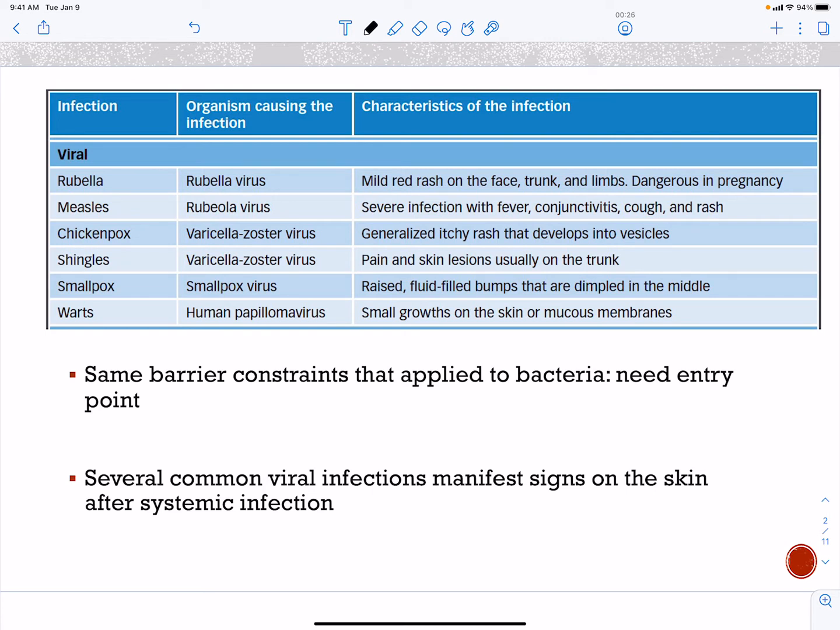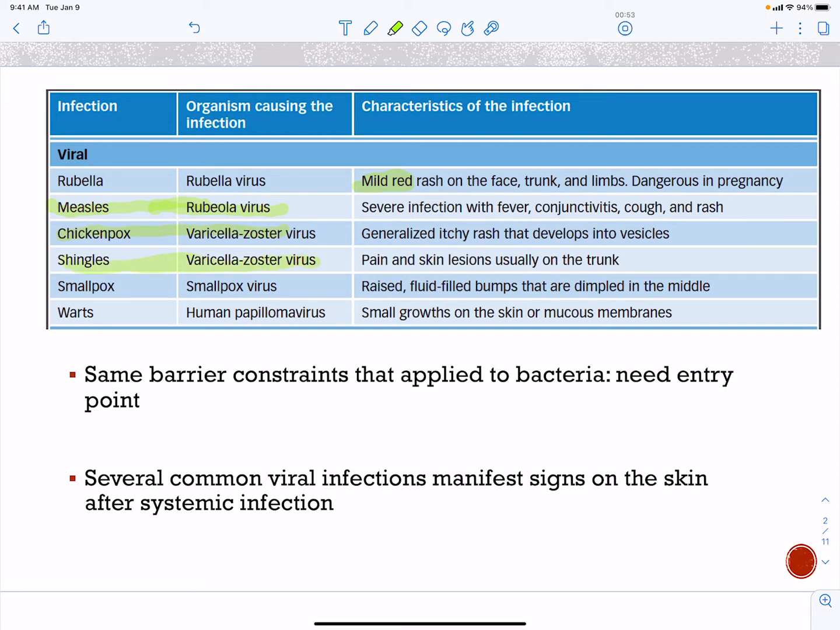We have our measles, which is known as rubeola virus, and this can cause a rash. We have rubella, which is known as German measles, and this is also going to be more mild than our hard measles, but it can still lead to a rash on the face, trunk, and limbs. Chickenpox, varicella zoster, as well as shingles, are both associated with rashes.